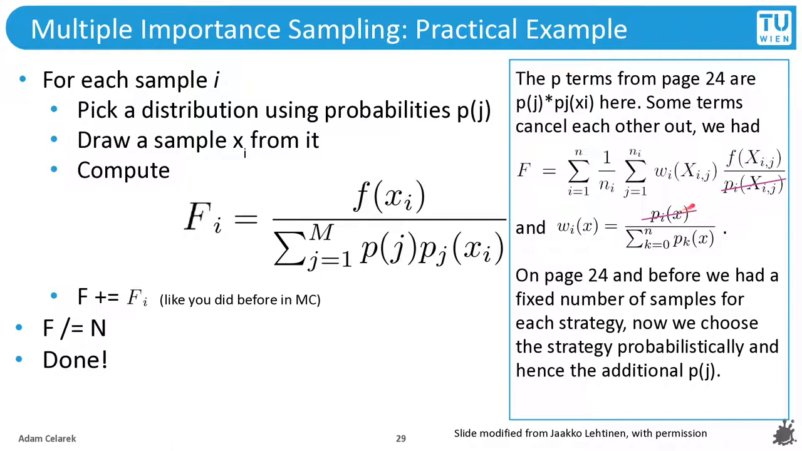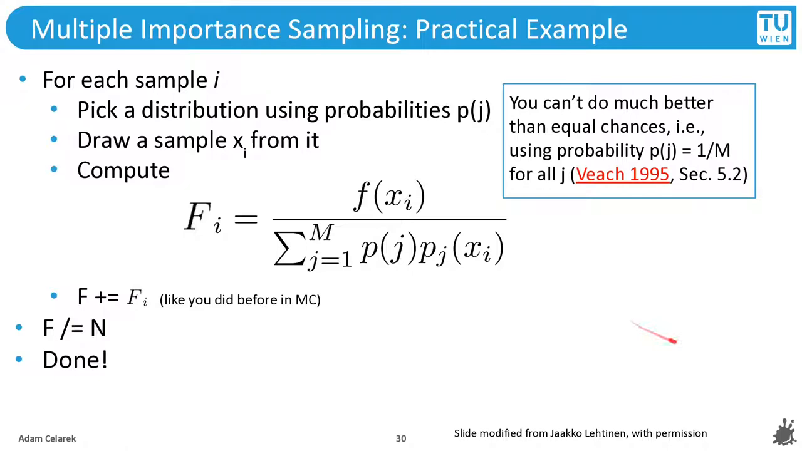And this is what I said before. Okay, what else? How to choose the probabilities pj? Another result of Eric Veach was that you can't do much better, so it will be within a certain bound of the optimal strategy if you choose a uniform discrete distribution over all your sampling strategies. Okay.